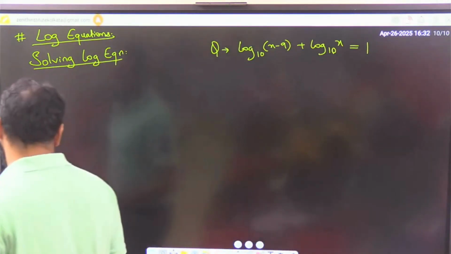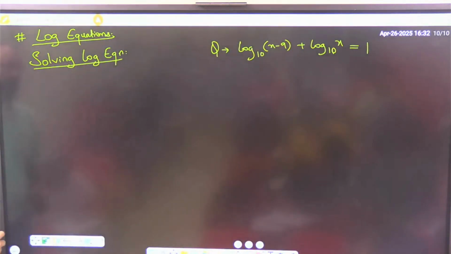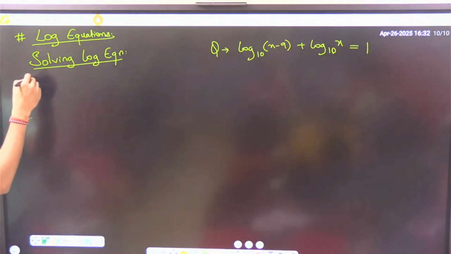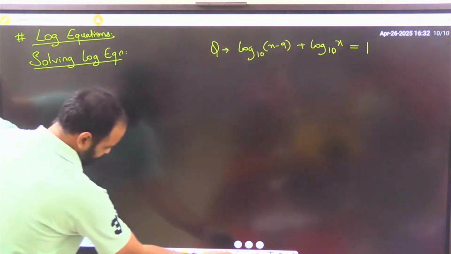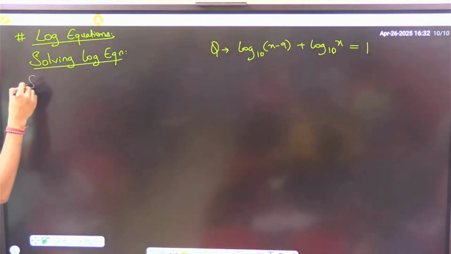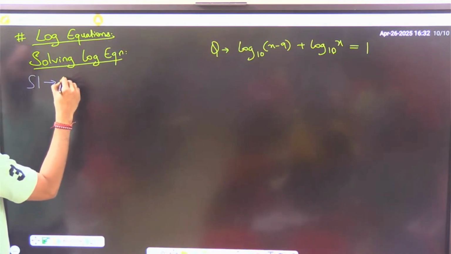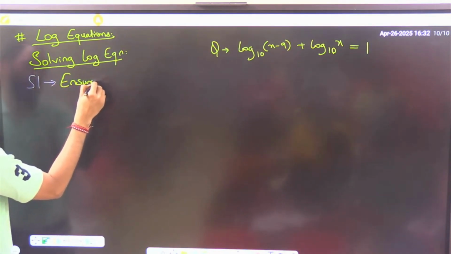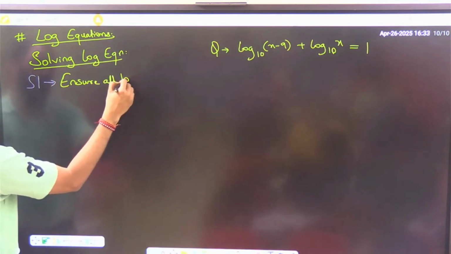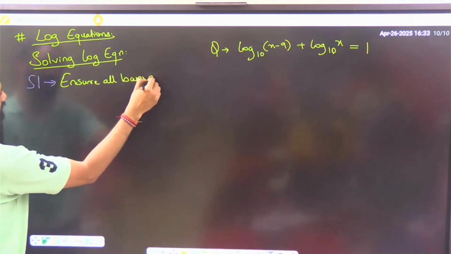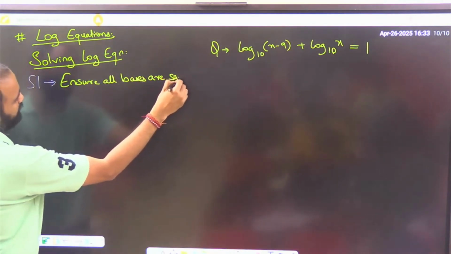The usual approach that we take for solving a log equation is, let's list out the process so that it would be convenient to remember. Step 1: Ensure all the bases are same.